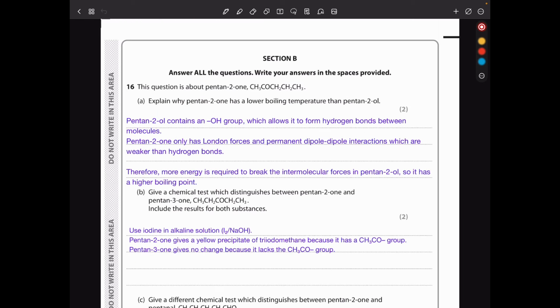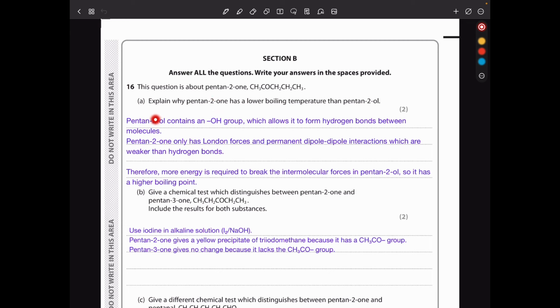In question 16, this question is about pentan-2-one. Explain why pentan-2-one has a lower boiling temperature than pentan-2-ol. This is a ketone and this is an alcohol. This alcohol can form intermolecular hydrogen bonds with other pentan-2-ol molecules, but pentan-2-one cannot form intermolecular hydrogen bonds.